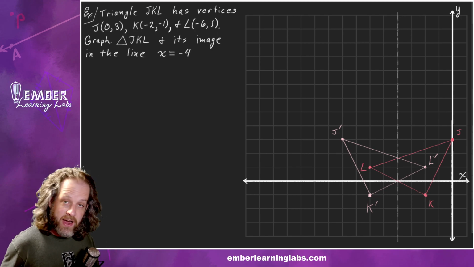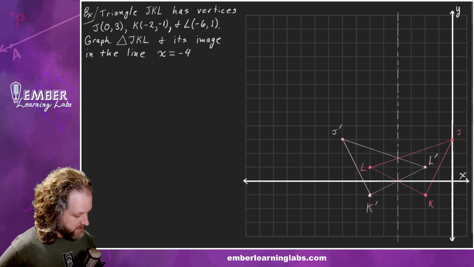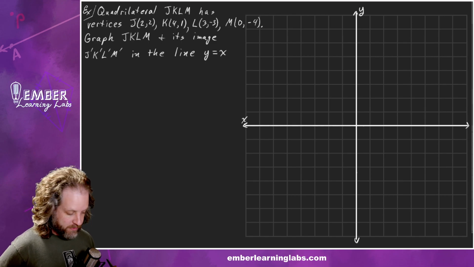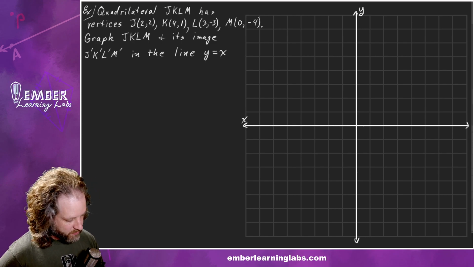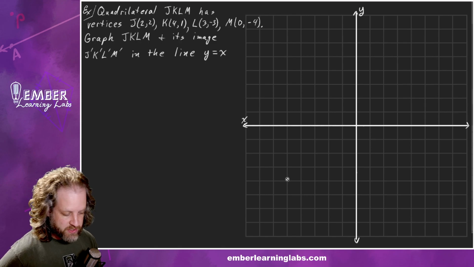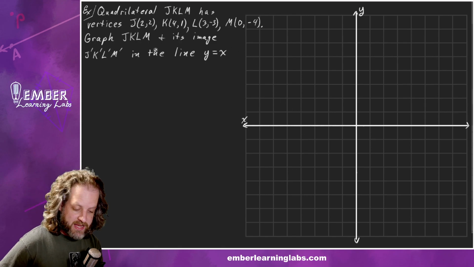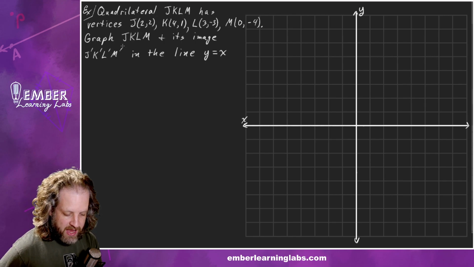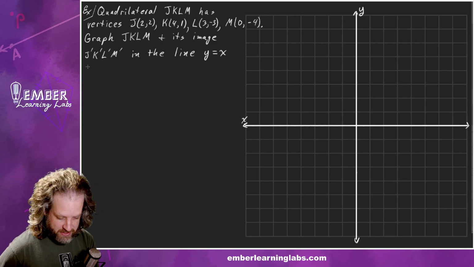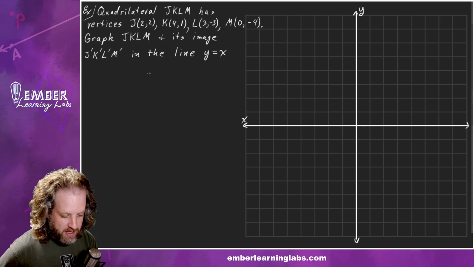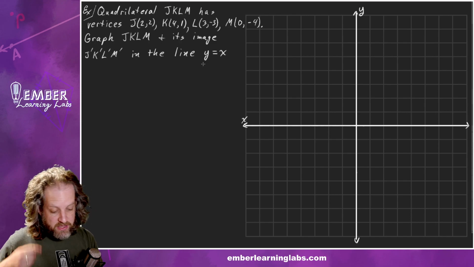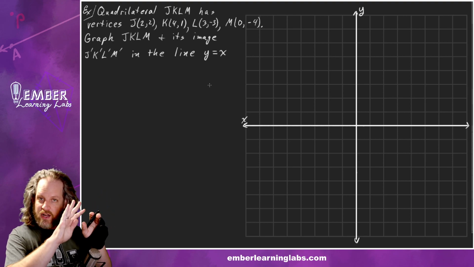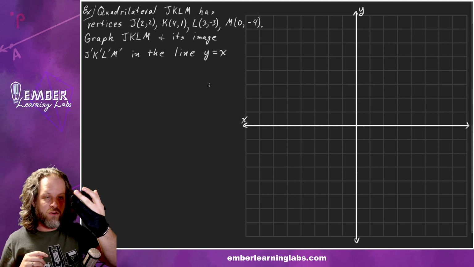Now, the next and final example, we're actually going to just do 2 examples in this lesson, is something that is really important to understand. So let me read it, and we'll get through it. Quadrilateral JKLM has vertices these, right? We'll graph them in a minute. And we want to graph JKLM and its image, J prime, K prime, L prime, M prime, in the line y equals x.